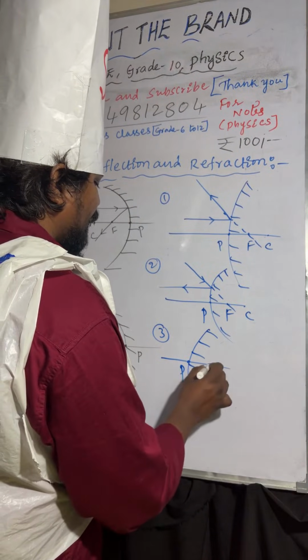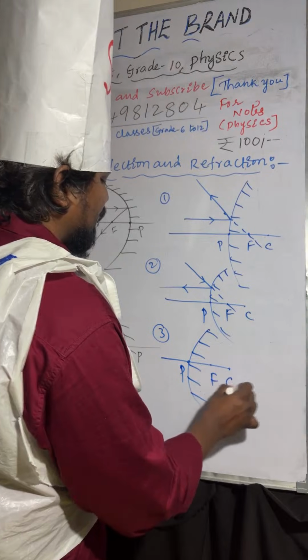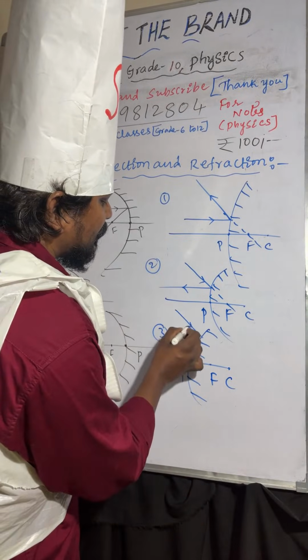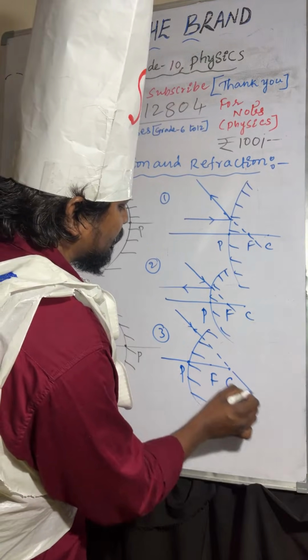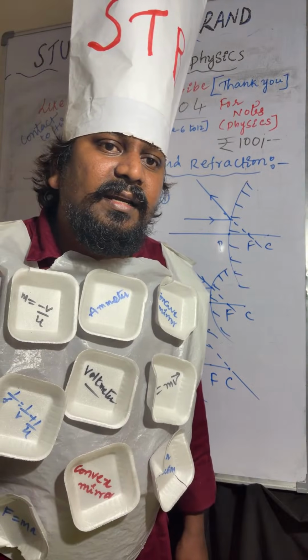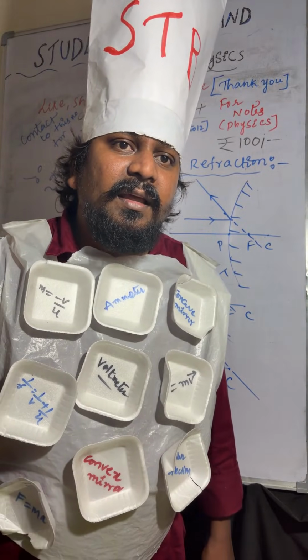Pole, focus, center of curvature. A light ray passing through the center of curvature retraces its original path.